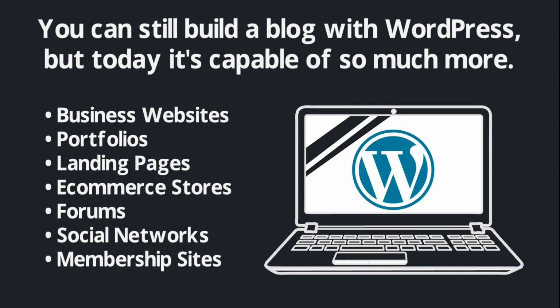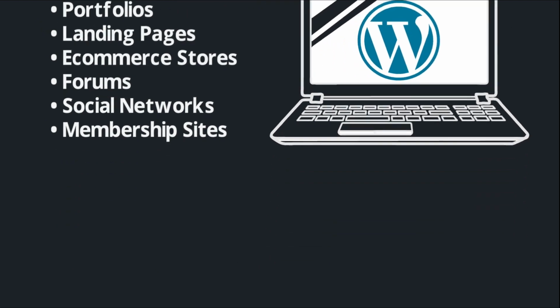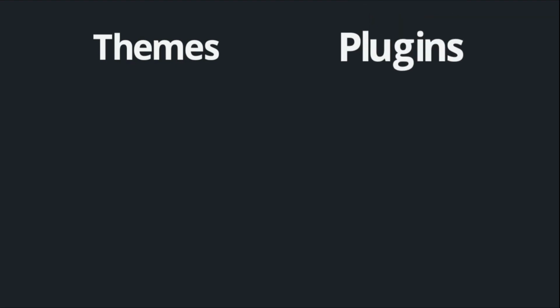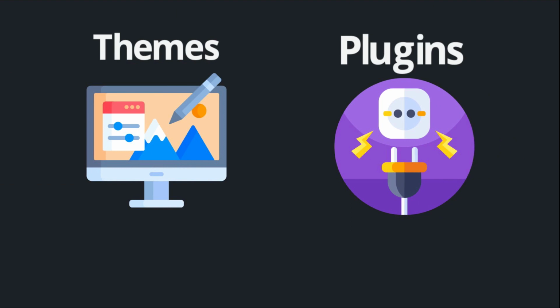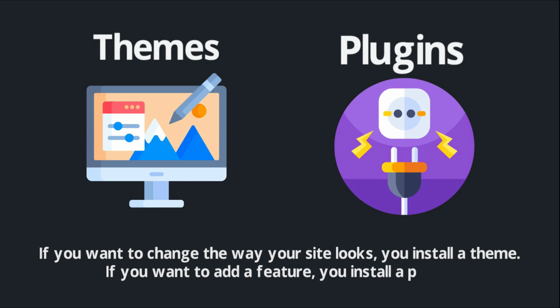Now, WordPress itself is actually pretty simple, but it's specifically designed to be modified and extended. And that's primarily done through themes and plugins. Themes control the appearance of your site, and plugins control the functionality. If you want to change the way your site looks, you install a theme. If you want to add a feature that WordPress doesn't offer out of the box, you install a plugin. Now, of course, we're going to be doing plenty of that later on, but I wanted to introduce the idea right up front so you understand sort of how WordPress works and how it's capable of doing so much.